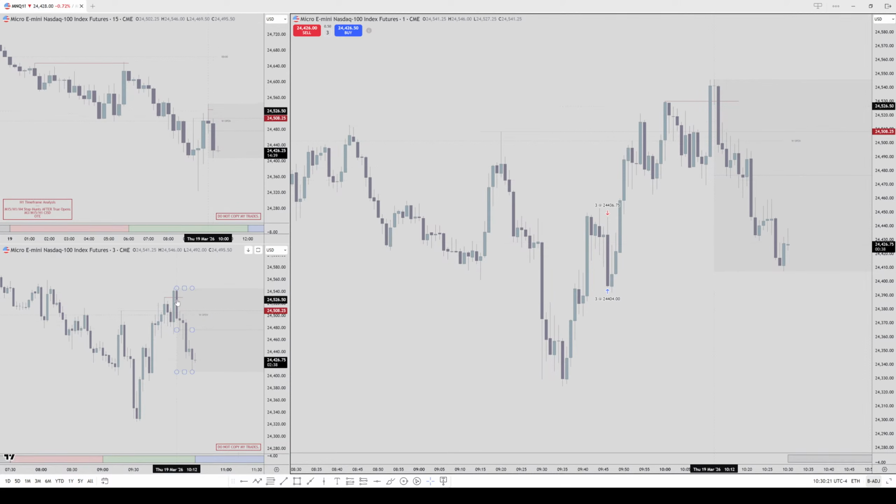Right now, because we have the 3-minute CISD as well, I'm looking for price to trade back into 50%, and then I would like to see a 1-minute CISD for my shorts.